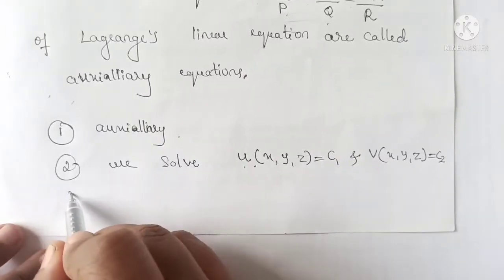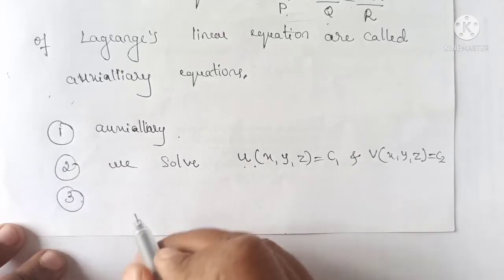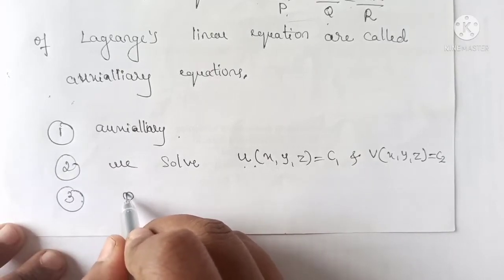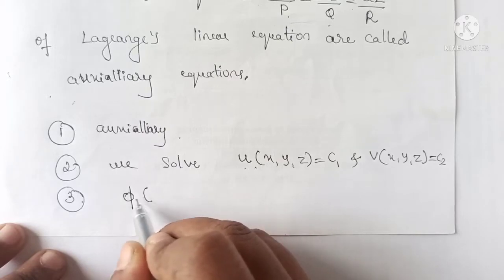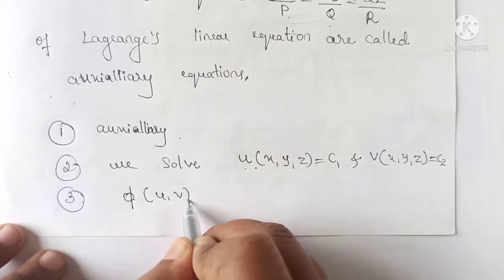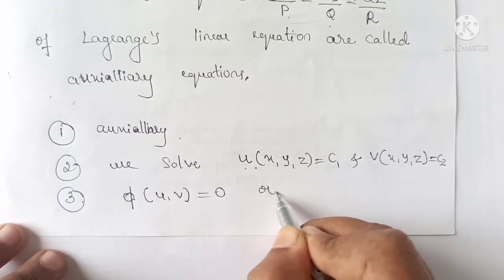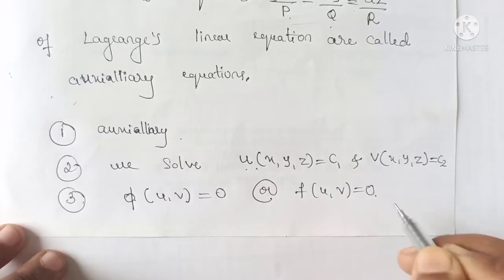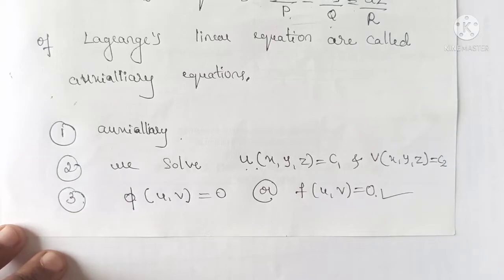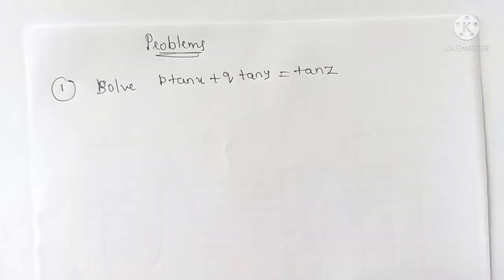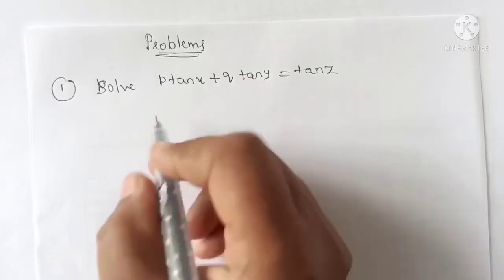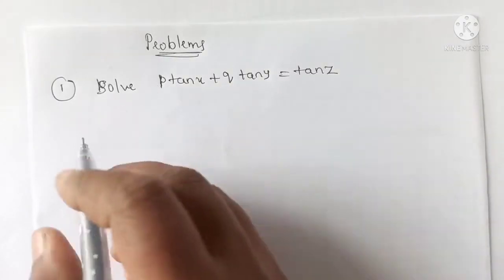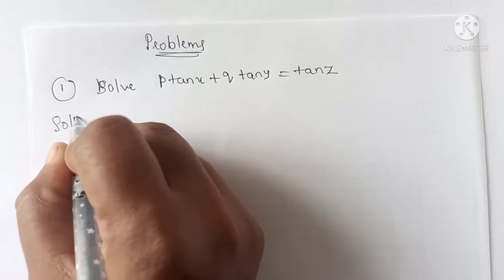Next, in the third step, we write the solution of the Lagrange's equation as phi of u, v equals 0, or you may represent it as f of u, v equals 0. This is the solution of the Lagrange's linear equation. Now we shall solve some problems on this section, that is, Lagrange's linear differential equation solutions.